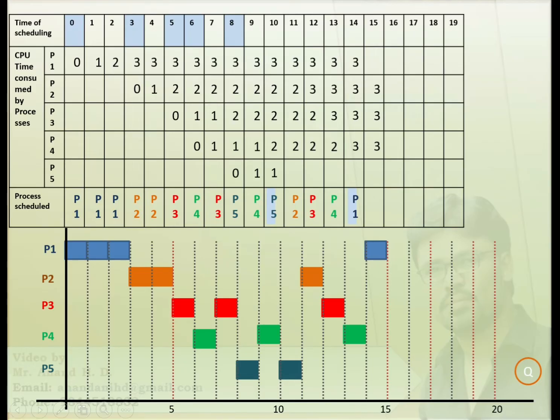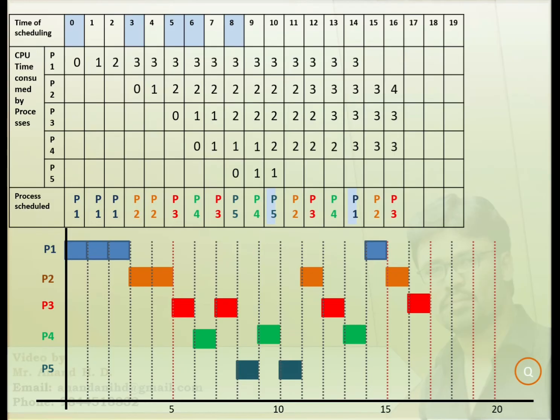So out of these three, P2 was serviced long back while P3 and P4 were recently scheduled. So P2 will be selected for execution and it is going to execute from 15 to 16 time units. So at 16 time units, we have P2 which has completed 4 time units of execution, P3 which has completed 3 time units of execution, and P4 which has completed 3 time units of execution. So out of P3 and P4, P3 was serviced long back and P4 was recently scheduled. So P3 will be selected for execution and it is going to execute from 16 to 17 time units.